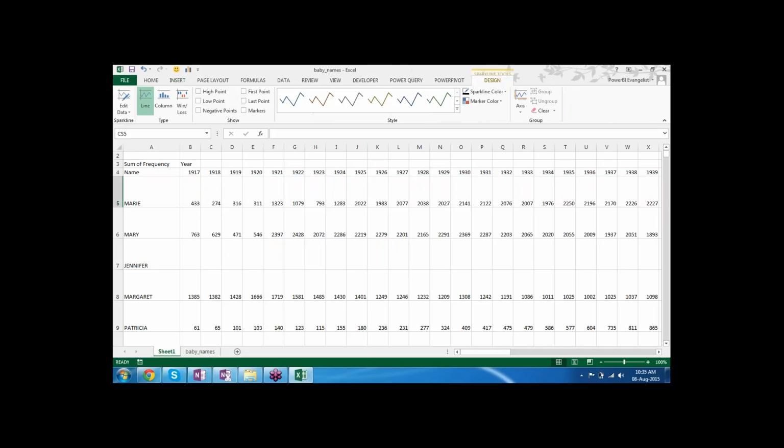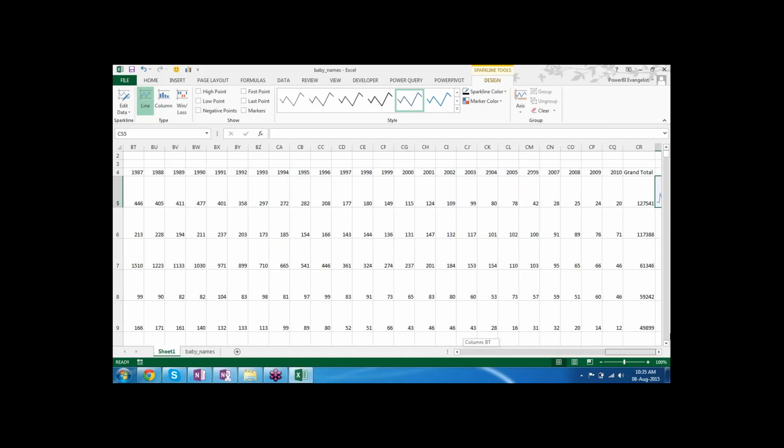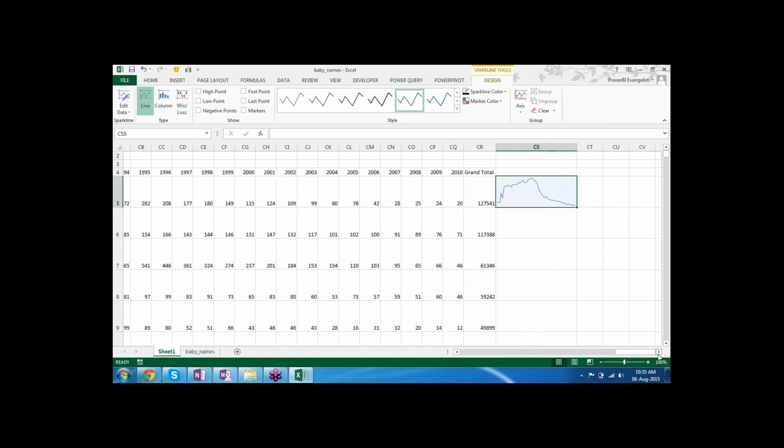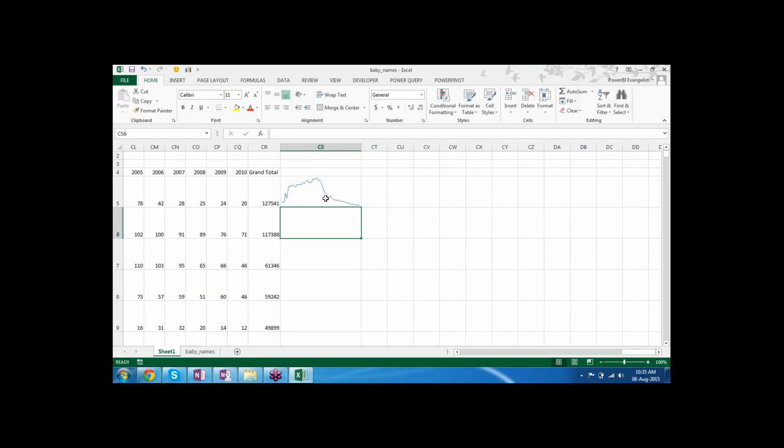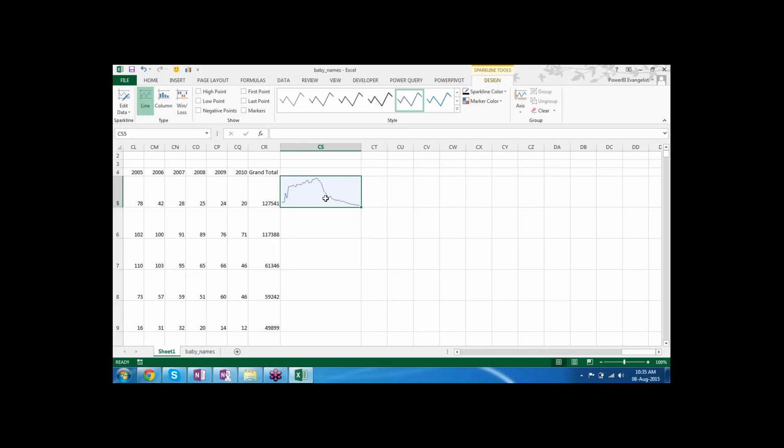And the moment I say OK, if you scroll to the right side, you will see something very interesting. This is a chart, but this particular chart is within a cell. Excel allows you to prepare charts like this, and you can use them for dashboards also. If you have a dashboard and some KPIs, you can actually work it out here.